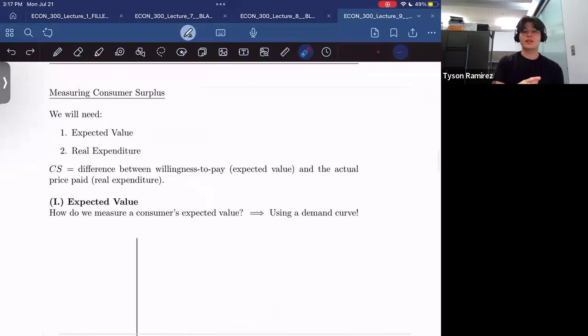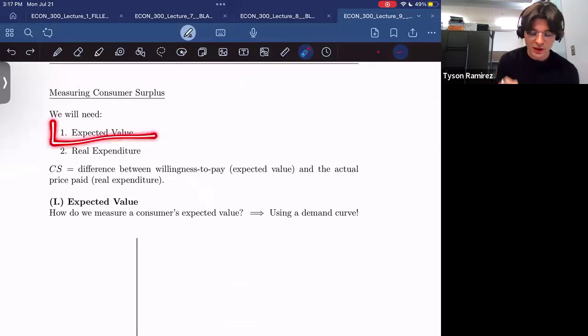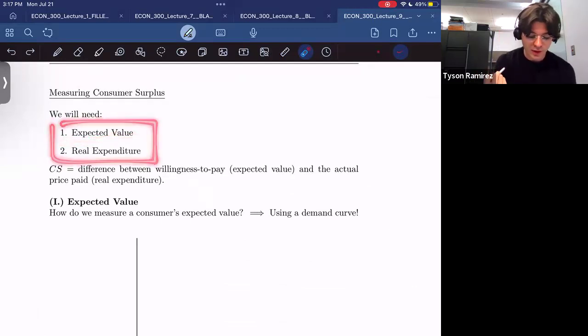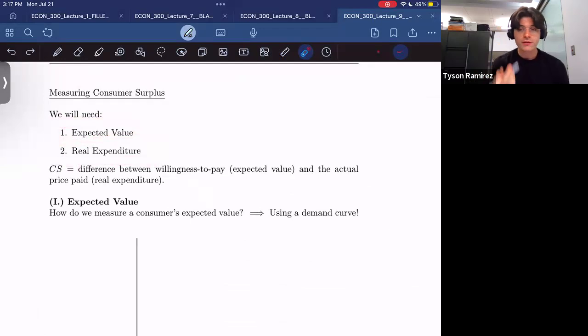First, let's start with the demand side of things. Let's start with consumer surplus. For consumer surplus, we'll need two ingredients: expected value and real expenditure. Another way to define consumer surplus is that it is the difference between a consumer's willingness to pay, which is the expected value, and the actual price that they pay, which is the real expenditure. So we need these two things to be able to measure consumer surplus.